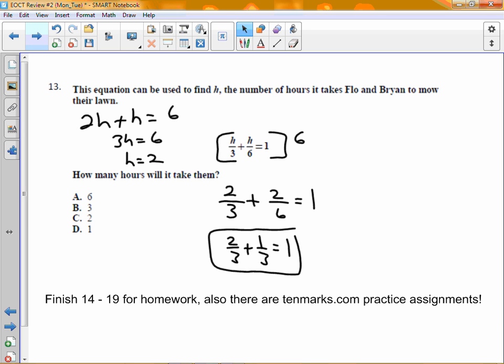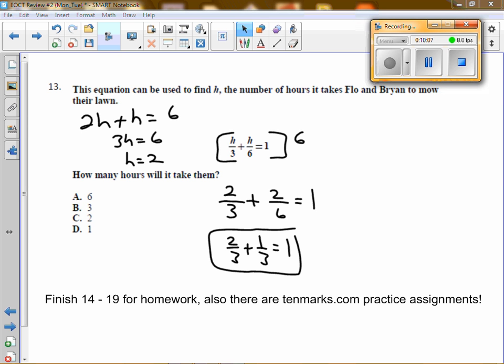Tonight, finish up 14 through 19. You can go to 10 marks and do some extra practice if you want. For those of you that didn't do last week, Friday's work, I could use 10 marks there as well. I'll help you as much as I can, guys, but you got to be willing.